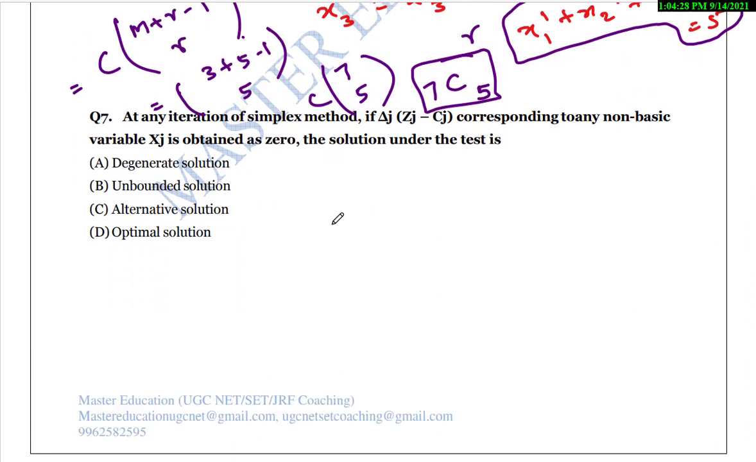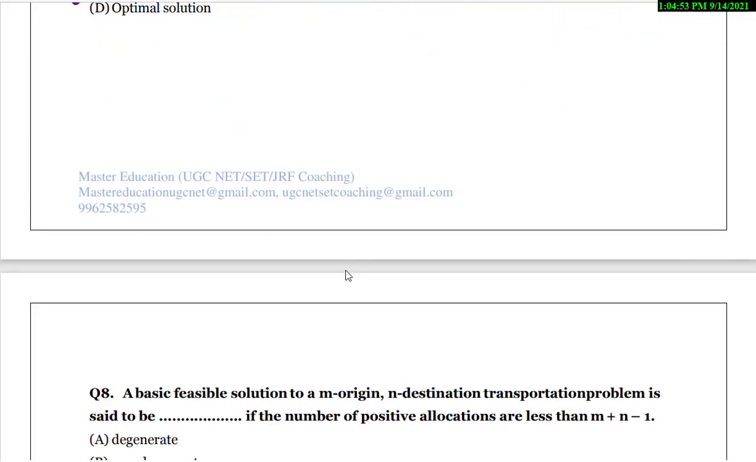The next question is: at any iteration of the simplex method, if delta j, that is zj minus cj, corresponding to any non-basic variable xj is obtained as 0, the solution is an alternative solution. In a simplex table, if any non-basic variable xj has delta j obtained as 0, then it is called an alternative solution.